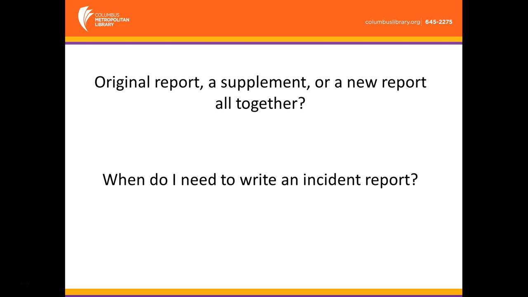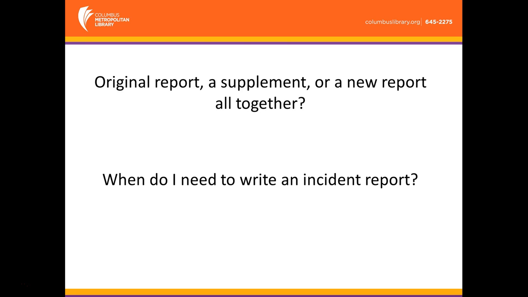And the purpose of a supplement is to only provide additional information around a single incident. So our reporting system does allow us to link security incident reports together, so we want to make sure we're doing that. And we also want to make sure that when we have more information around an individual incident, that we're using a supplement to provide that information within the actual original incident report.